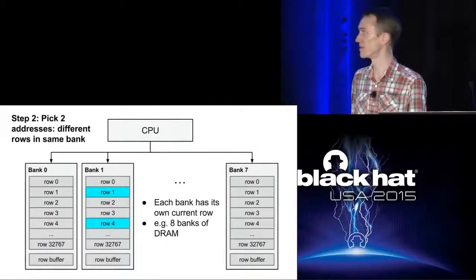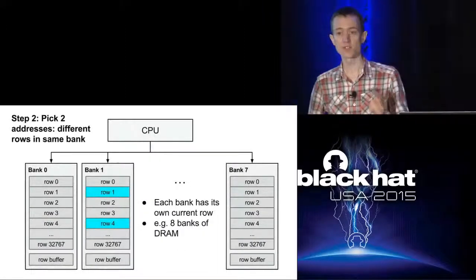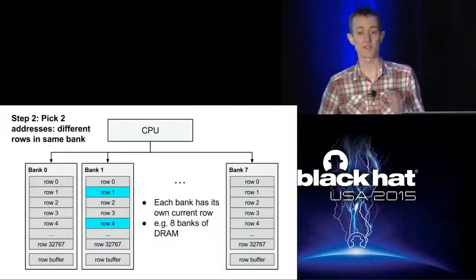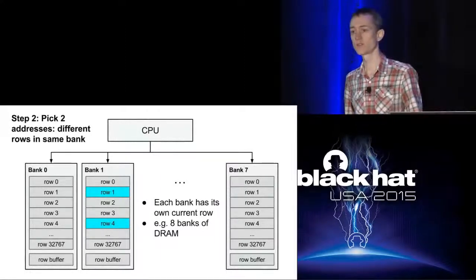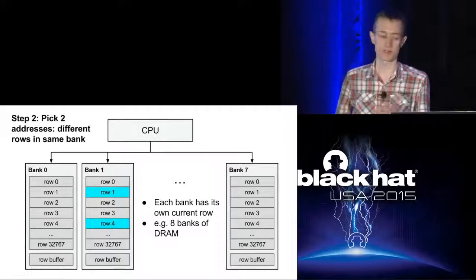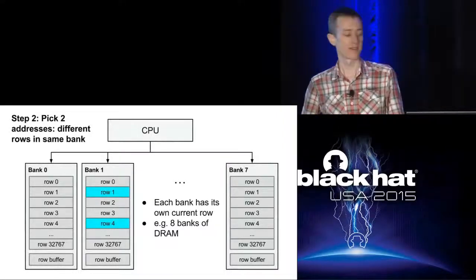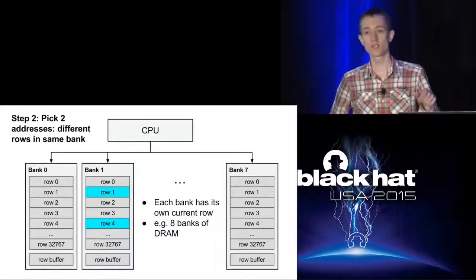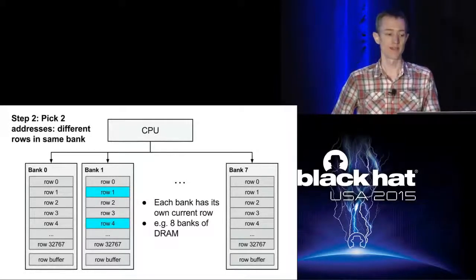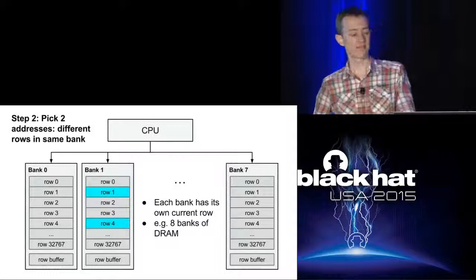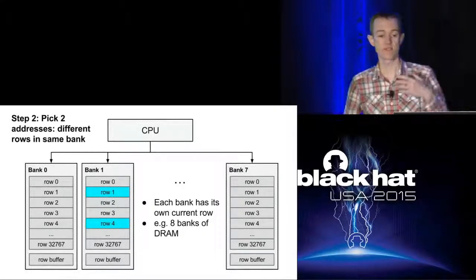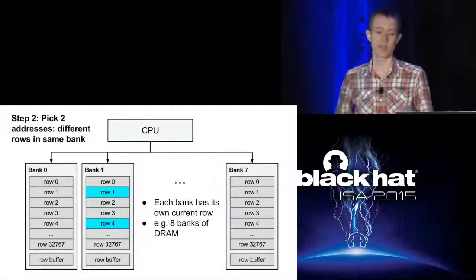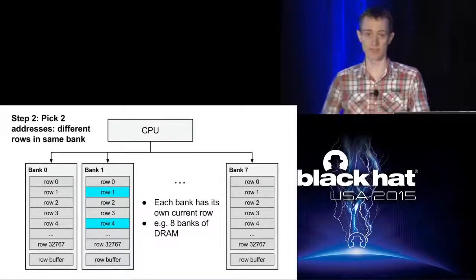And there is another requirement too. The 2 addresses you pick have to be in the same bank. That's because DRAM modules are divided into banks, and each bank has its own independent current row. So if you were to pick 2 addresses in different banks, then that would activate the rows in those banks just once, and it wouldn't be causing repeated activations.